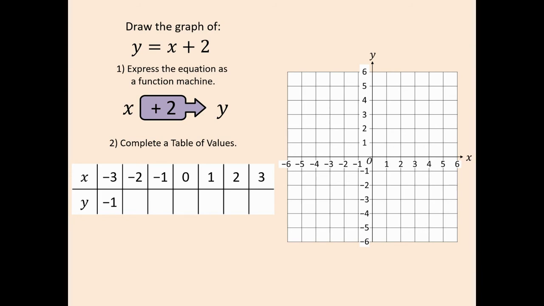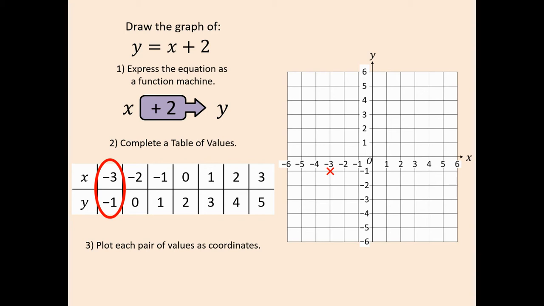So I continue filling out the table. -2 plus 2 would be 0, -1 plus 2 is 1, 0 plus 2 is 2, 1 plus 2 is 3, 4, and 5, and so on. So therefore now, you plot each pair of values as a coordinate. So -3, -1 is my coordinate. Remember, how do we plot points on a graph? We go along the corridor, then up the stairs or down the stairs, okay?